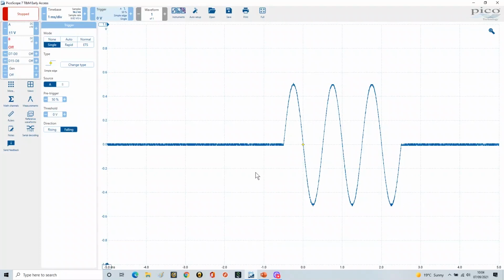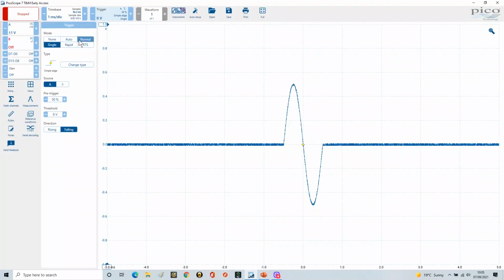Okay, so hopefully that's explained what's going on. I'm going to put this back to one cycle just so that we can do this. Once again, it won't change this because I haven't armed it, but if I arm it, then you'll see it's caught it, and there's my single cycle.